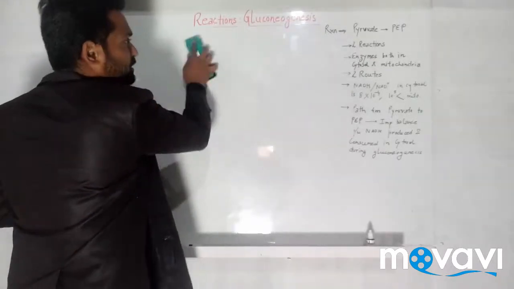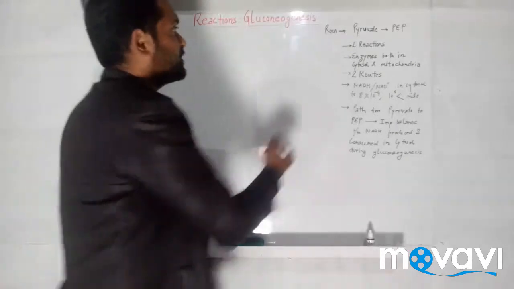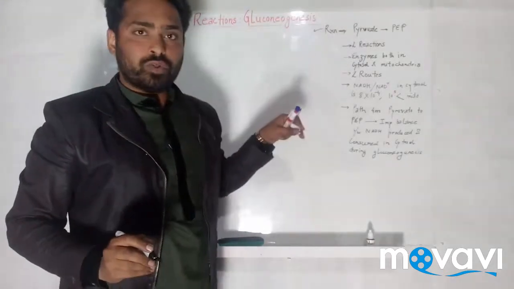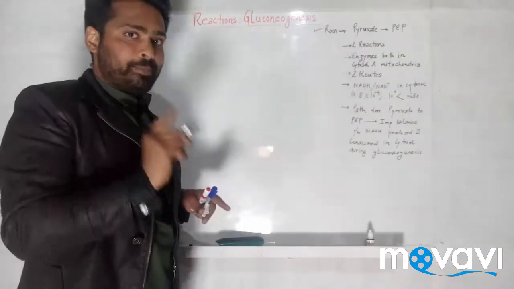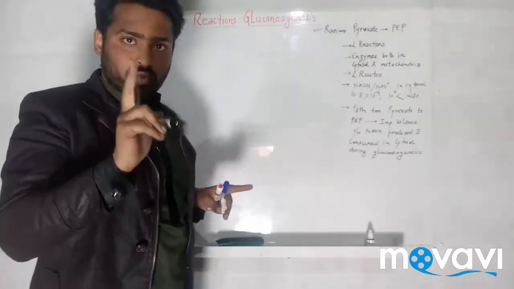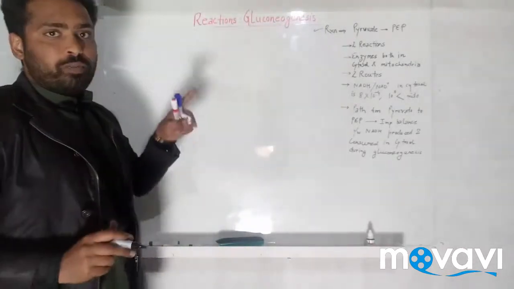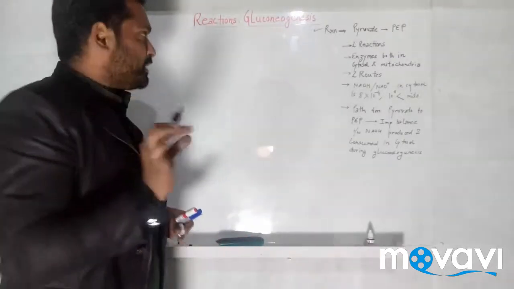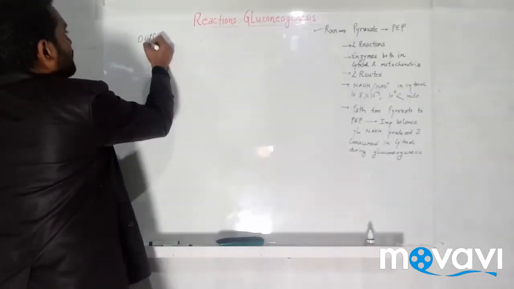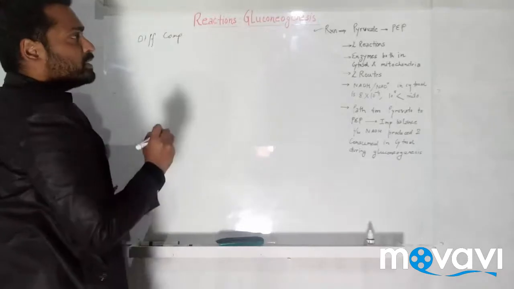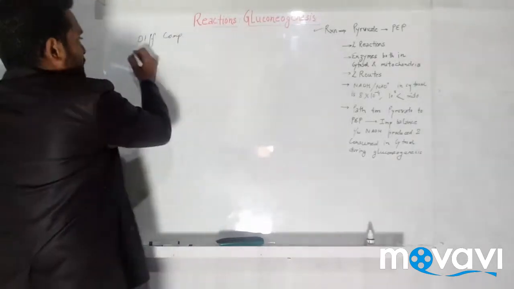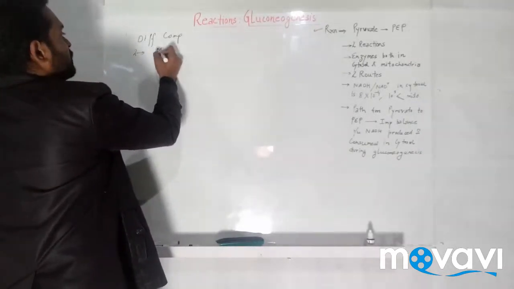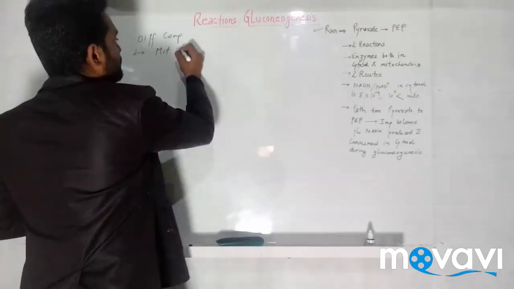So let's see what is here. The first reaction is the conversion of this pyruvate to PEP. This is the first bypass step, and it consists of 2 reactions. So this pyruvate to phosphoenolpyruvate conversion consists of 2 reactions which occur in different compartments. One of these 2 reactions is on the mitochondria side and the other is in the cytosol.